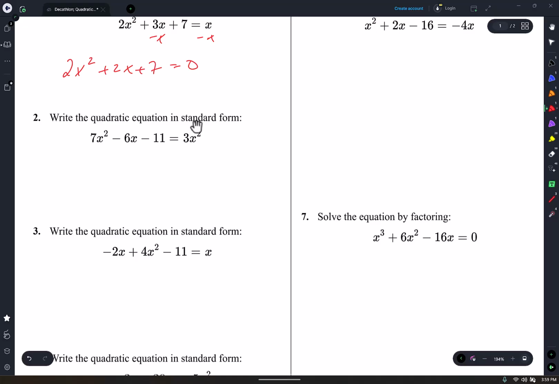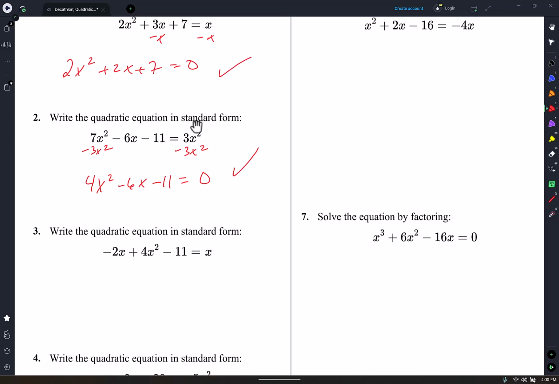Write the quadratic equation in standard form. Because I have a 3x squared on the right-hand side, I'm going to subtract 3x squared from both sides. So 7 minus 3, what's that? 4x squared. 4x squared minus 6x minus 11. There's nothing on the right-hand side, equals 0. There it is. That's it.